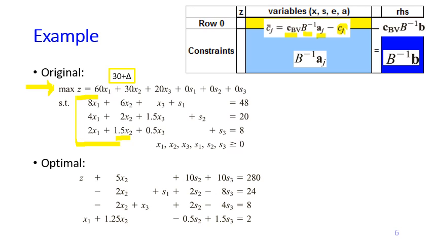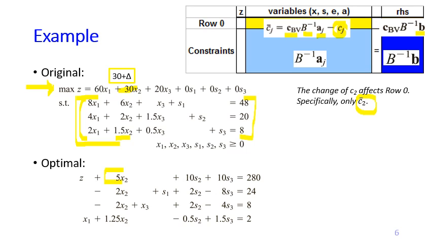We don't change aj, because small a is again about the constraint. We don't change small b either, because small b is about the right-hand side of the constraint. So the only thing that we change here is just cj, small c without the hat. It means that when we change c2, the effect will only happen specifically to c hat 2. In other words, when we change the coefficient of x2 in the problem, it will only affect the coefficient of x2 in the optimal table.